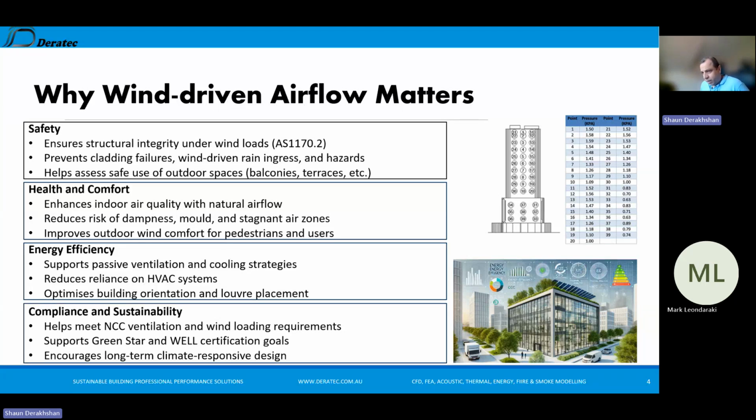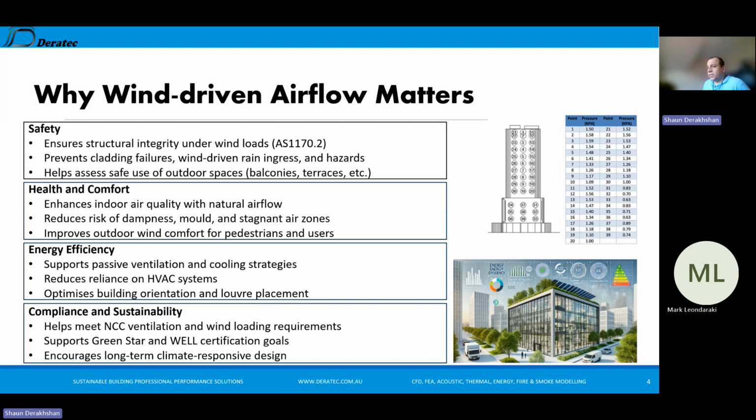Energy efficiency supports ventilation and cooling strategy. We talk about reducing reliance on HVAC systems, mechanical systems, as far as we can, and optimizing building orientation and placement. For example, it is important for architects to choose a good building orientation for solar or wind to decrease the energy use and reliance on mechanical or electrical solutions.